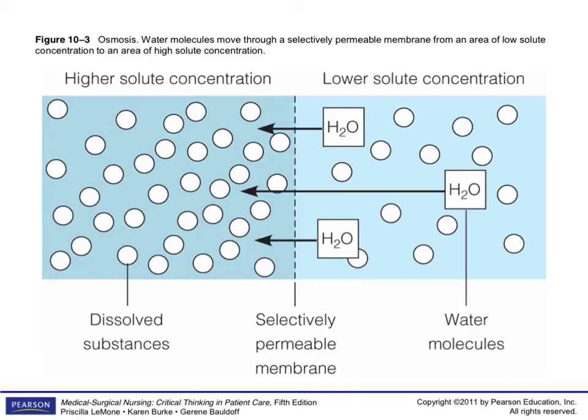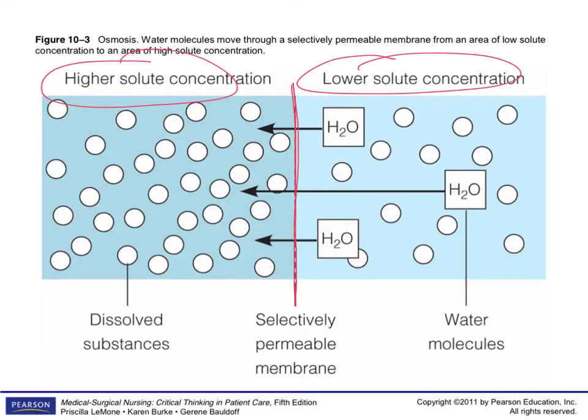So for those of you who are more visual than auditory, or able to read and memorize, here's a picture from your textbook of osmosis. It's showing you the lower concentration and the higher concentration, and then in the middle is your permeable membrane, and you can see your molecules and how they are moving.